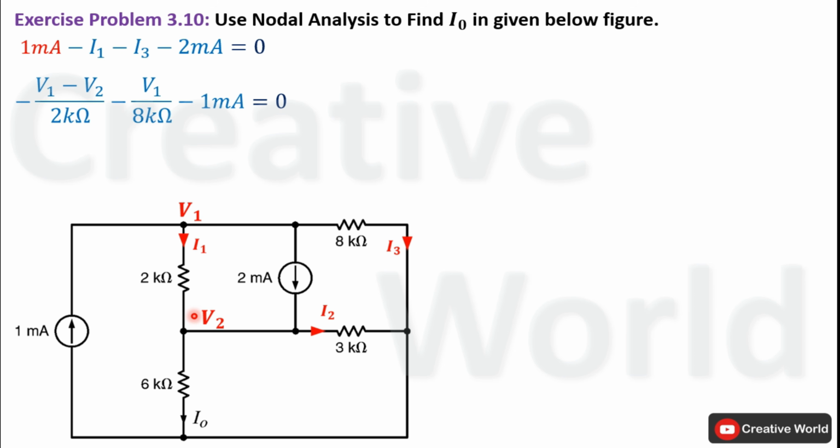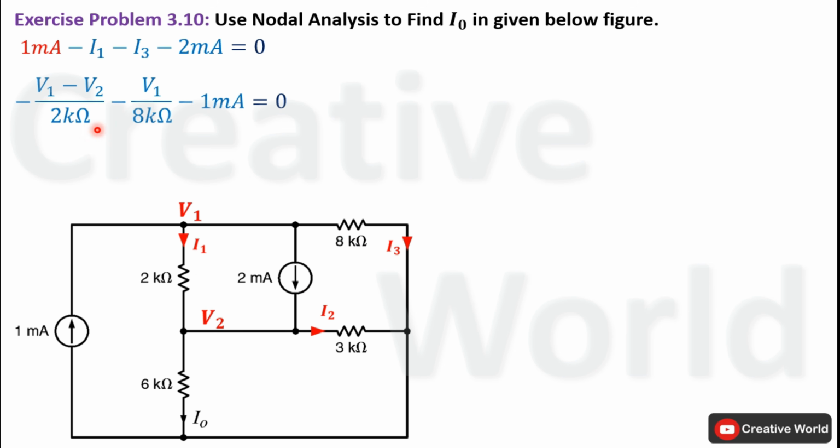Now the direction of current I1 is from node 1 to node 2, which is indicating that V1 is higher than V2. So the potential difference across this resistance will be taken as V2 will be subtracted from higher voltage V1. And current I1 equation will be V1 minus V2 divided by 2 kilo ohm. Current I3 will be equal to V1 divided by 8 kilo ohm.